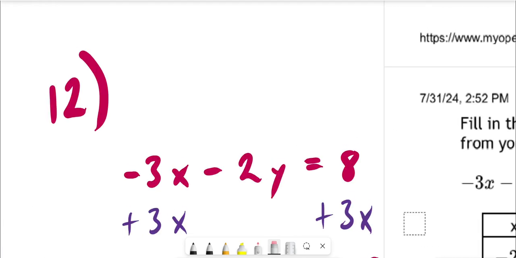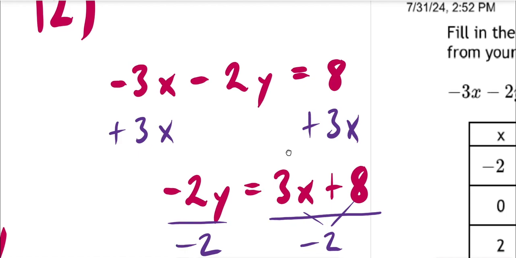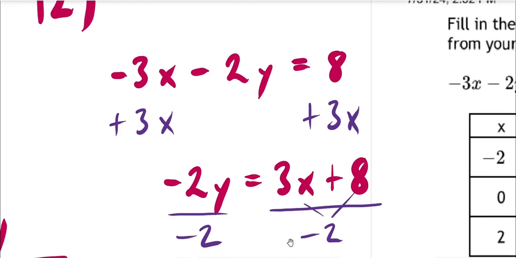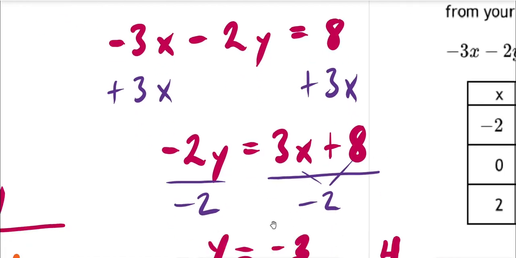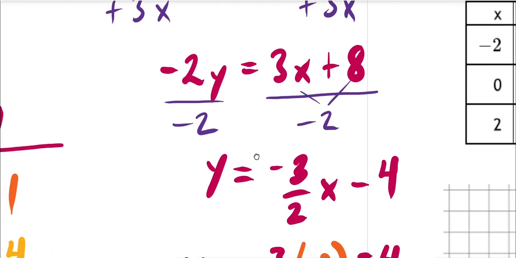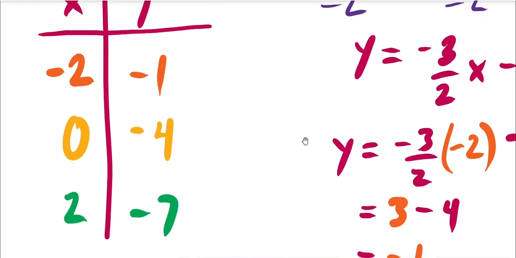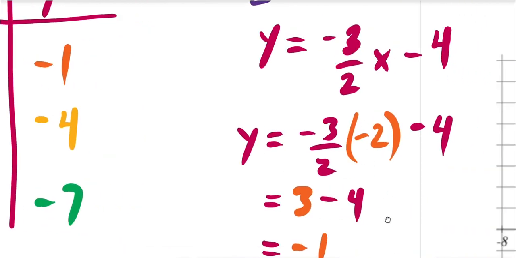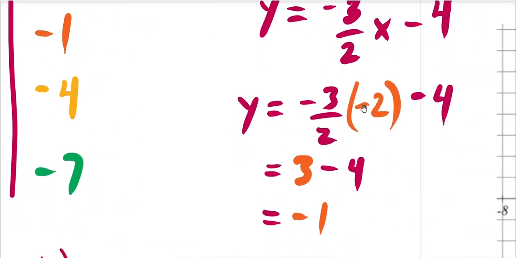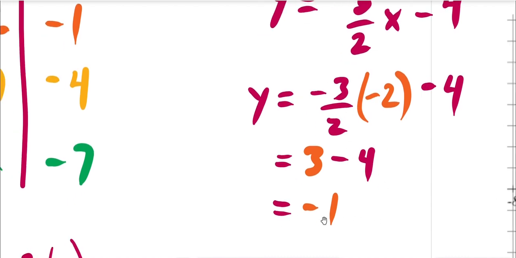One of the easiest ways to proceed, since we're given all x's to substitute in, is to first solve for y as a function of x. To do this, we add 3x to both sides, and then we divide by minus 2, remembering to distribute that into both terms here. We get y is equal to minus 3 halves x minus 4. Now we're going to substitute in negative 2, 0, and 2. So we do that here. Minus 2 cancels, gives us positive 3, and then minusing 4 from that we get negative 1.